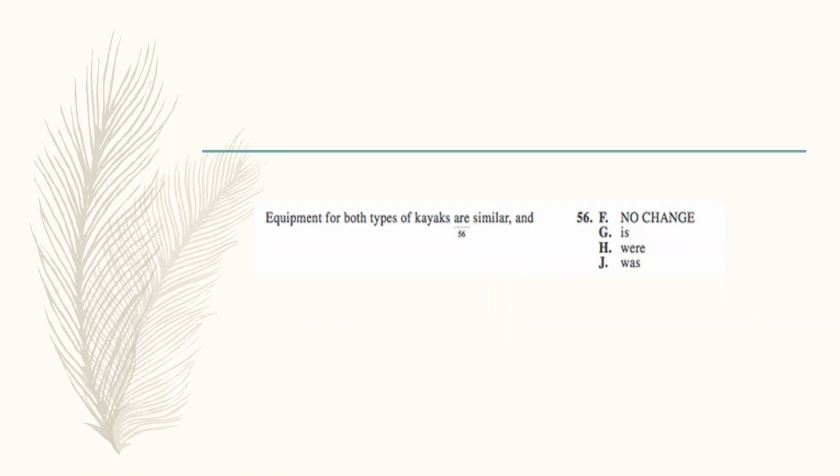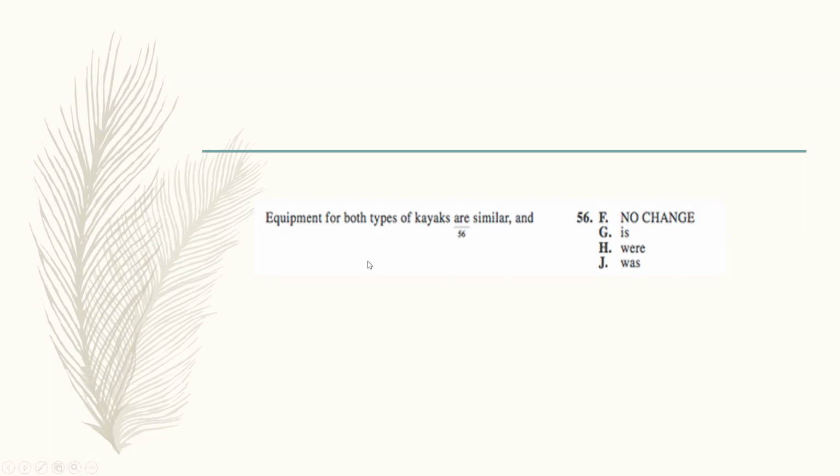All right, so here's an example from the ACT a couple years ago. Equipment for both types of kayaks are similar. Kayaks, that's right next to your verb. But what did I say? Your subject is not going to be next to your verb. So even if you don't recognize that this is a prepositional phrase, you remember that Ms. Smith said that the subject is not going to be next to the verb on the ACT because they're going to trick me. So you're going to cross out of kayaks.